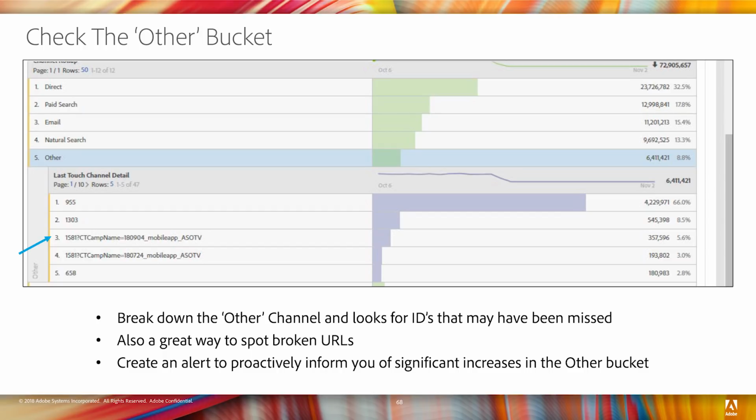Here you can see in the third row of my last touch channel detail under bucket, I've got a campaign or a query parameter that got messed up and lumped together. Because this got malformed in the URL, all of these were falling into my other bucket, where these were actually SMS text messages we sent out and should have been in another bucket. So this is a really great way to catch some of those gotchas and make sure you've got everything flowing into the right channel. Again, it's a really good idea to create an alert to proactively inform you of any increases in this other bucket.